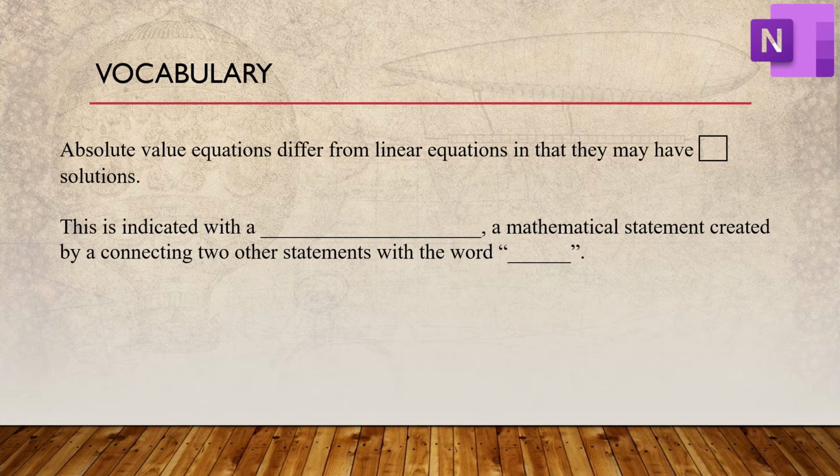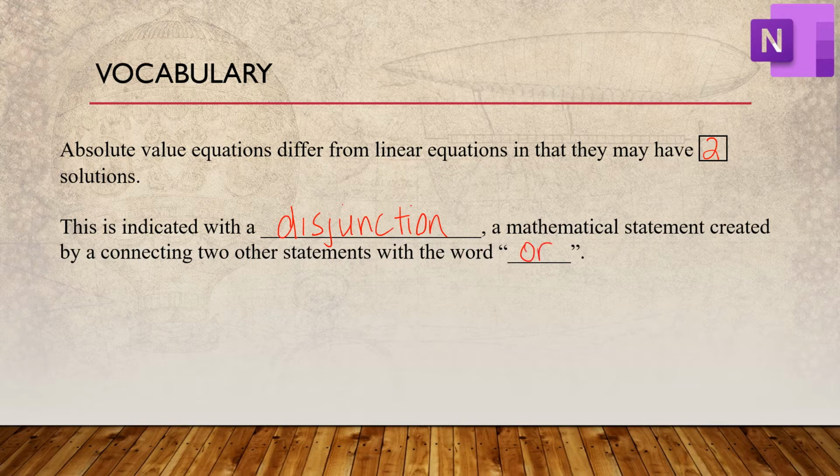Before we get into solving absolute value equations, let's first define what it is. An absolute value equation differs from linear equations in that it may have two solutions. This indicates what we call a disjunction, which is a mathematical statement created by connecting two other statements with the word or.